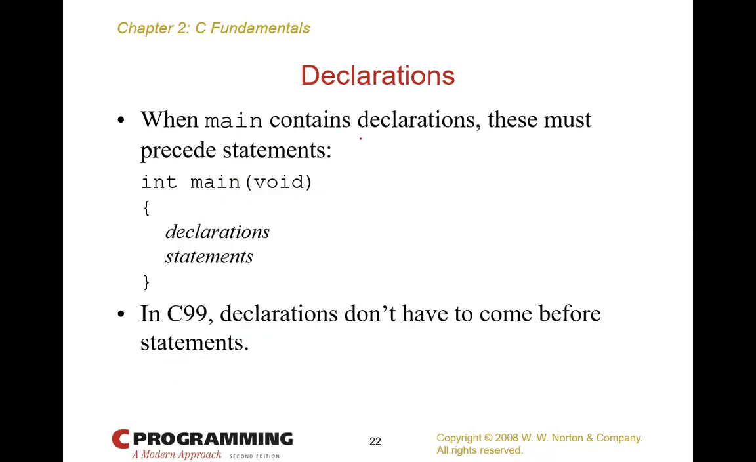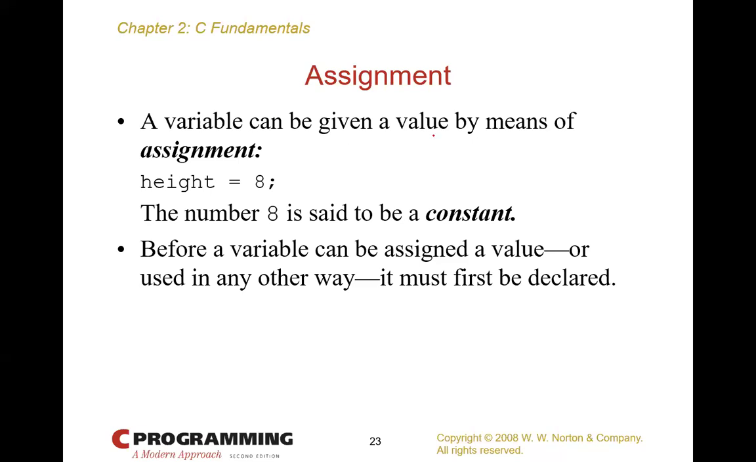When main contains declarations, these must precede the statements. So in the main function, when you declare variables, you should declare the variables before you try to use them. You cannot use a variable and then declare it. I mean, even to us, we know it doesn't make sense. So we declare the variable and then we try to use the variable, not use the variable before declaring it. All right. A variable can be given a value by means of assignment.